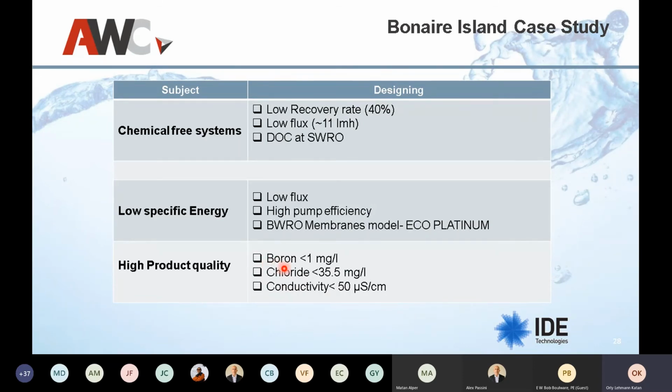As I stated for the boron, we usually increase pH for the BWRO units for the 2nd stage of the desalination, and here we couldn't do it because it was a chemical-free system. So we had to make sure that the quality we're feeding to the 2nd stage was high enough to pull everything together.